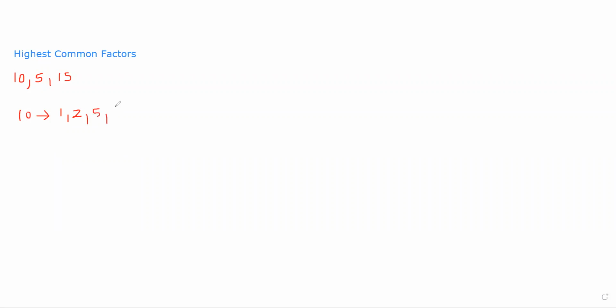And then what about 5? Without leaving a remainder, 1 and 5. We're going 1 and 5, right? What about 15? 1, 5, and 15. What about the missing 3? 3, right? 1, 3, 5, 15.